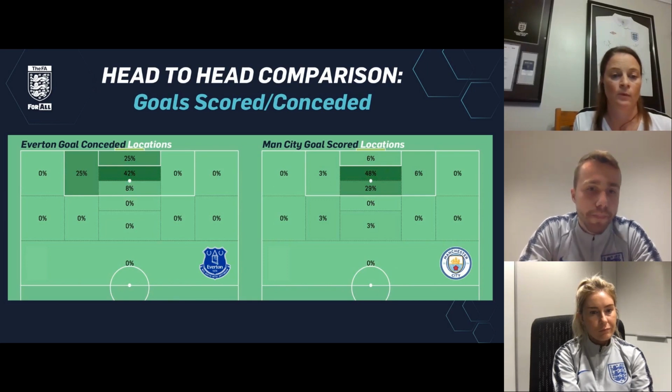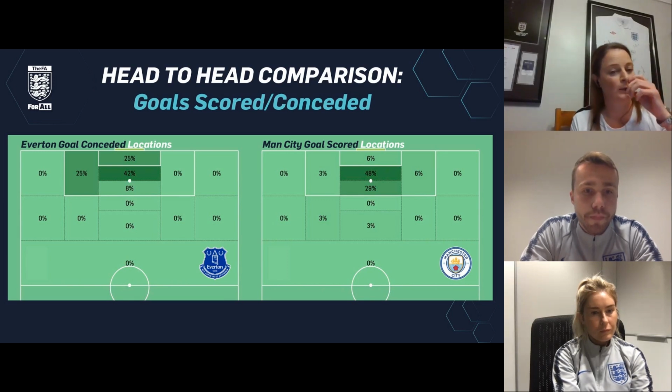Claire? Yeah, so there's quite a clear pattern there, isn't there? So the defending strategy from Everton is, well, this is what we need to do. And you can see that from the practice. Again, we've got to be mindful of some of the context from data.